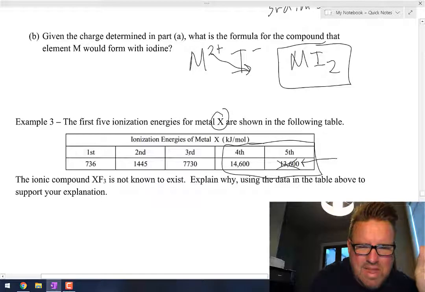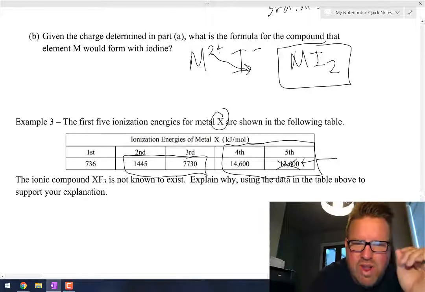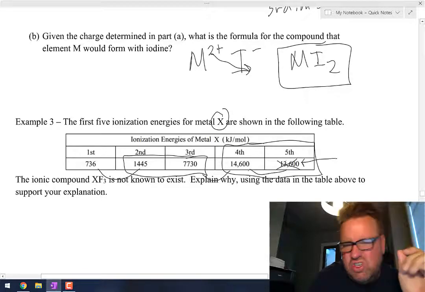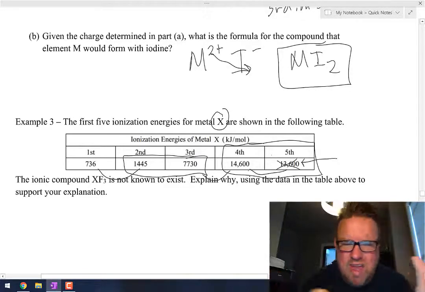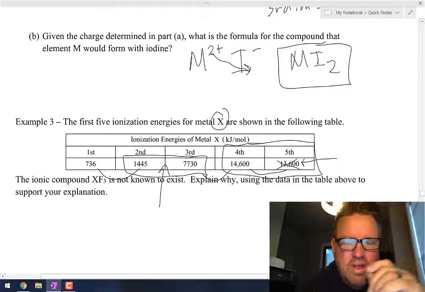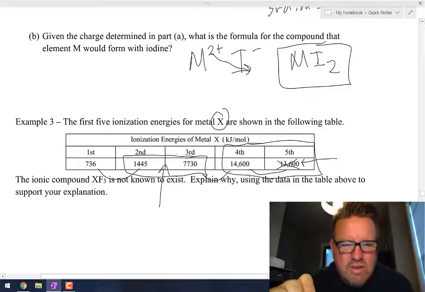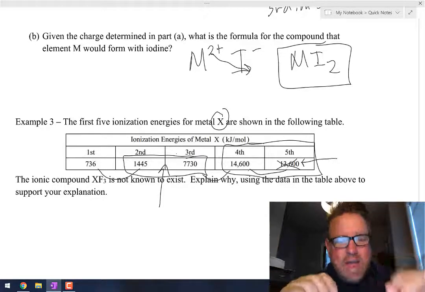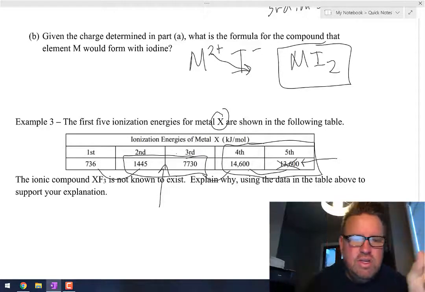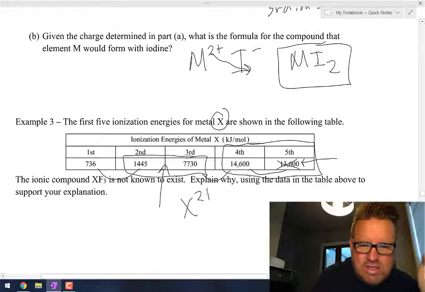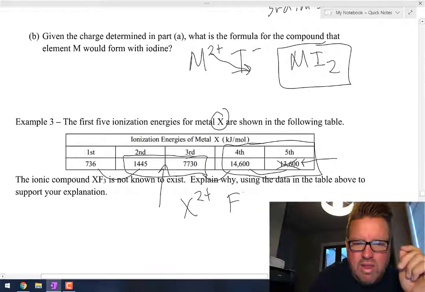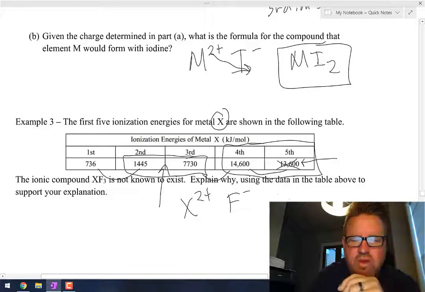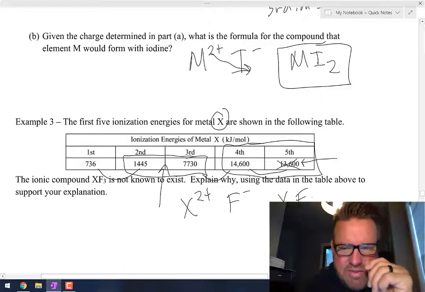And hopefully you would see that and go, wait a minute, that doesn't seem right. But again, to me, the big jump happens right there. Yeah, it doubles there. There it dropped a little bit, which is weird. I don't know why it did that. But to me, the key is that the big jump happens between the second and the third, so it has to have 2 valence electrons. So this X has to be X2+, and we know that F is F minus, so therefore the compound it would form, because it's an ionic compound, would be XF2.